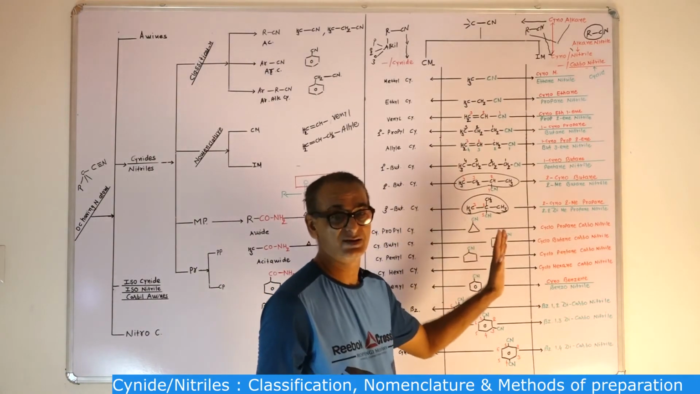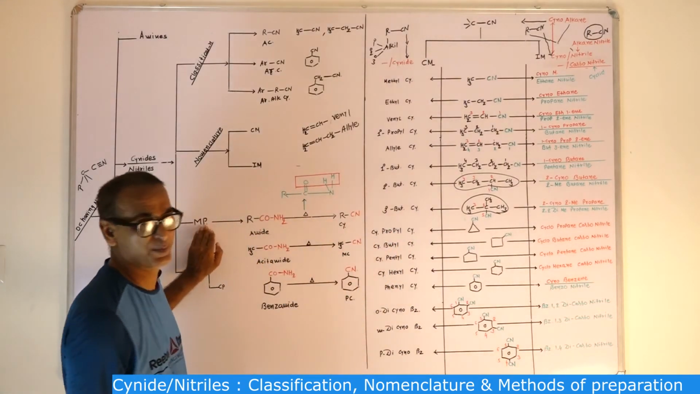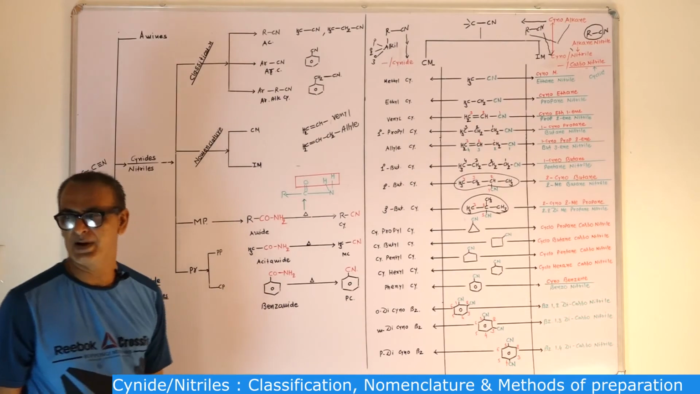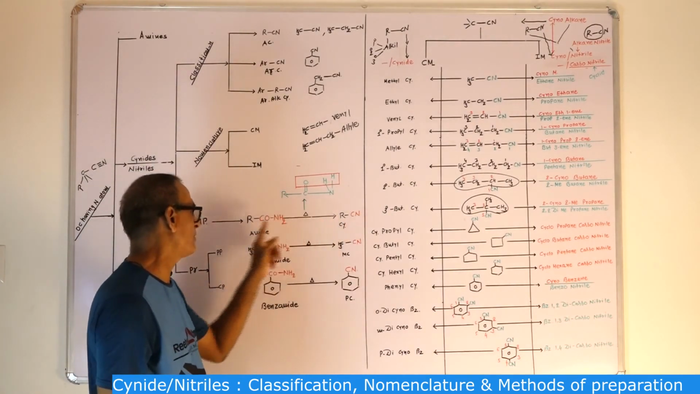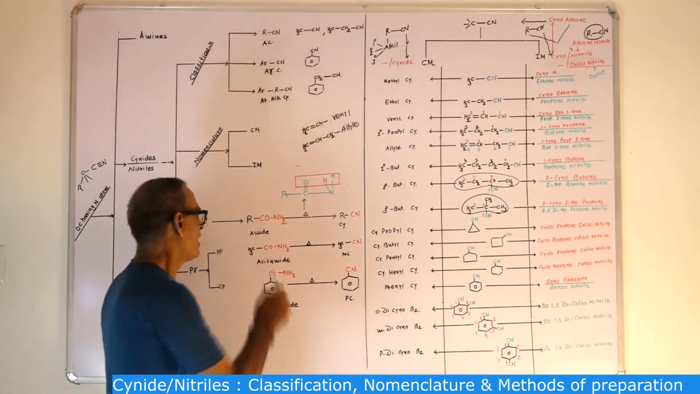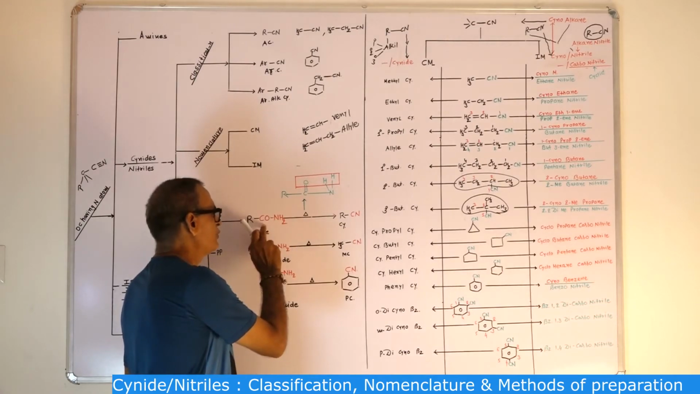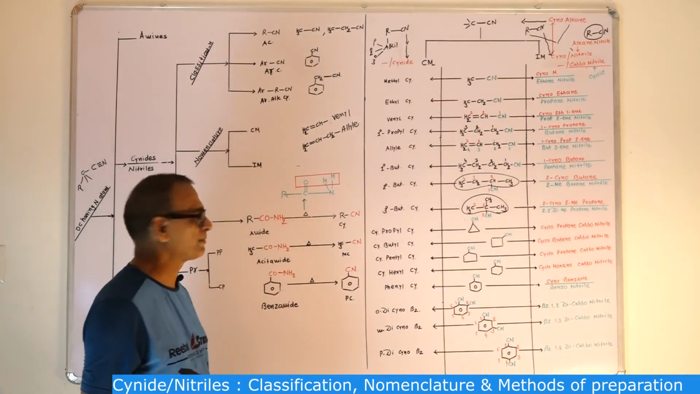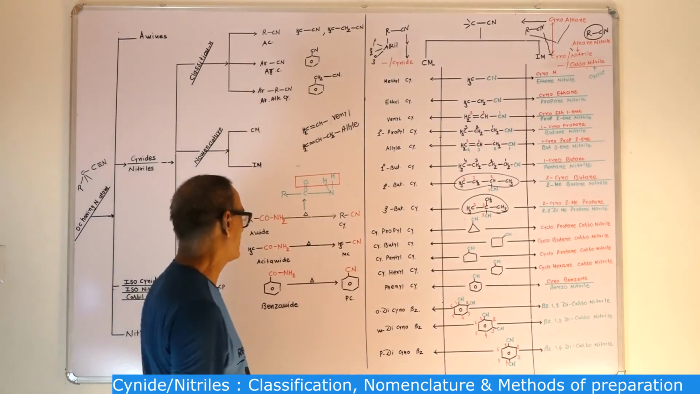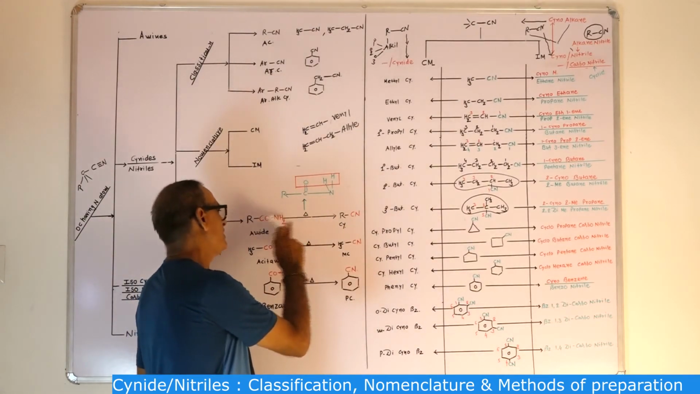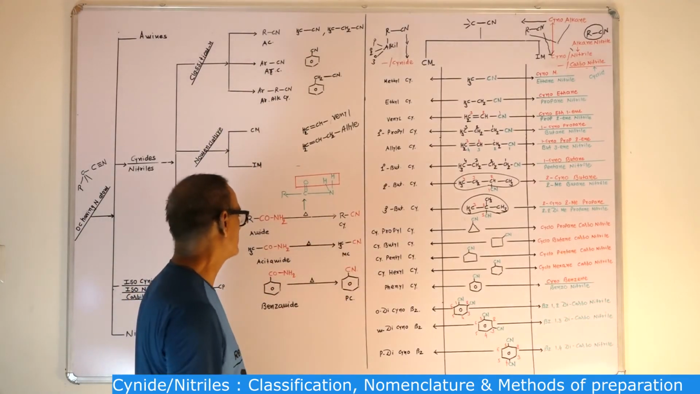This is the method for nomenclature, and then methods of preparation. How can we prepare the cyanide compound from the amide compound? RCONH2 is an amide compound. This CONH2 group is an amide group, and CN is a cyanide group. On heating, an amide compound always gives a cyanide compound.